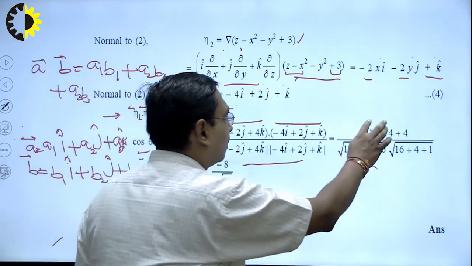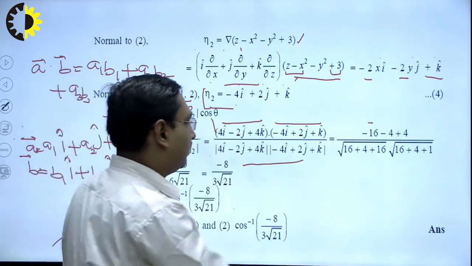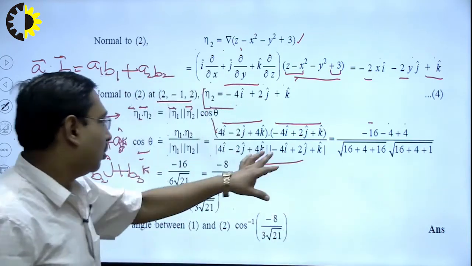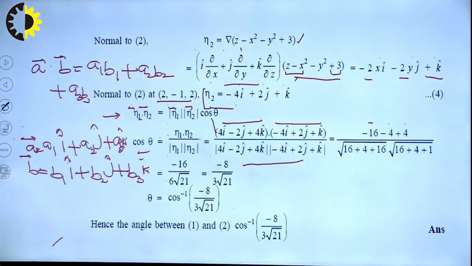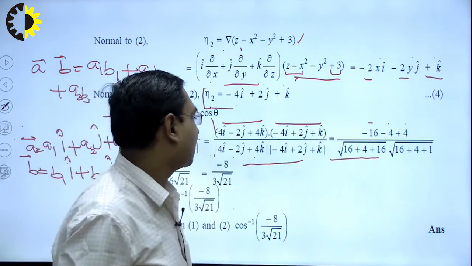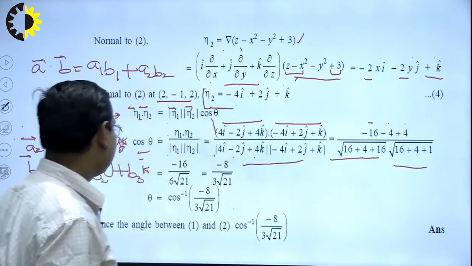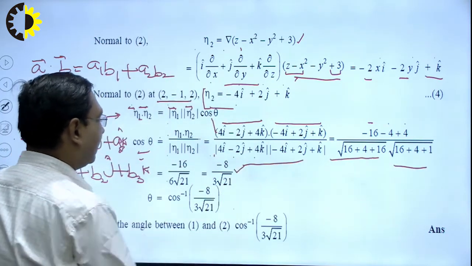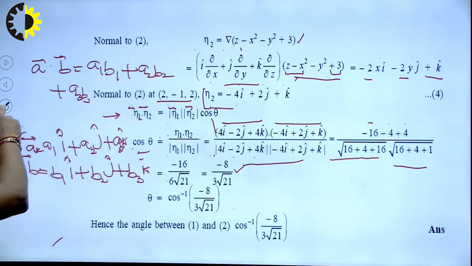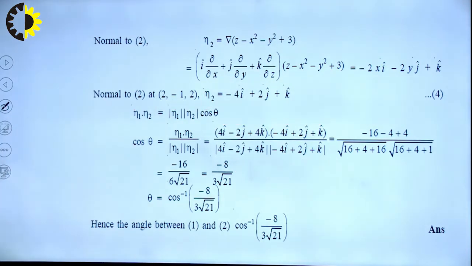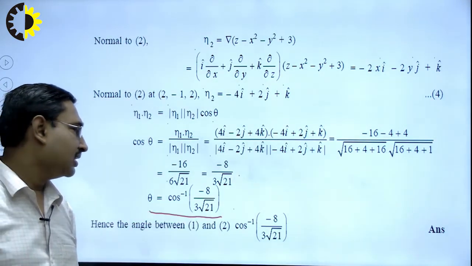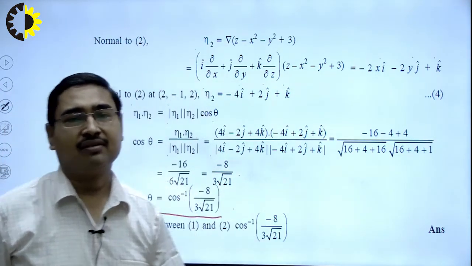4 times minus 4 is minus 16, minus 2 plus 2 becomes minus 4, and 4 times 1 becomes 4. Modulus is calculated using the formula previously discussed: 4 square plus 2 square plus 4 square under root. Similarly for the second term, and simplifying it, I obtain minus 8 upon 3 root 21, which is the value of cos theta. From this I get theta equals this, which is the required angle between the surfaces.